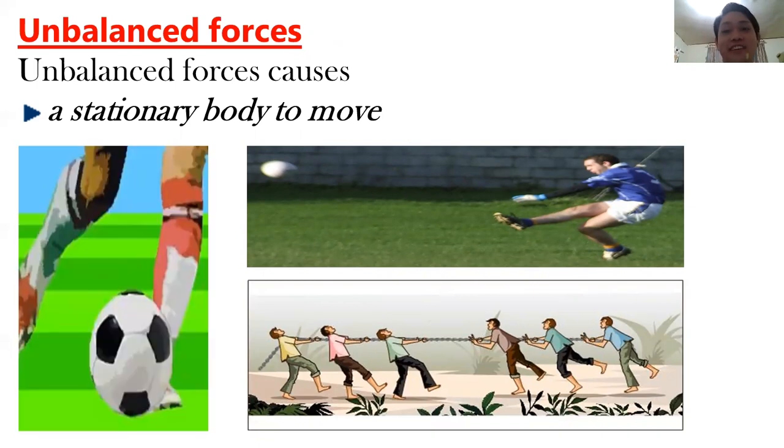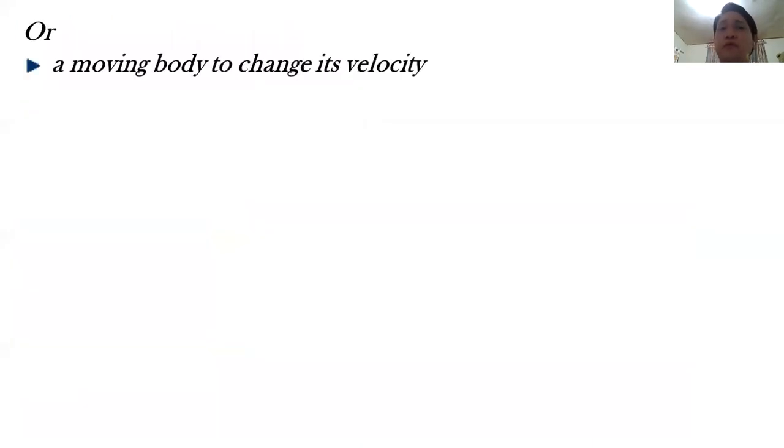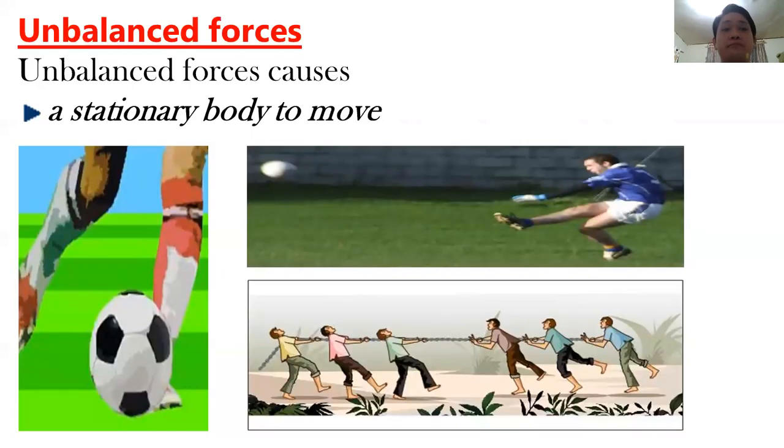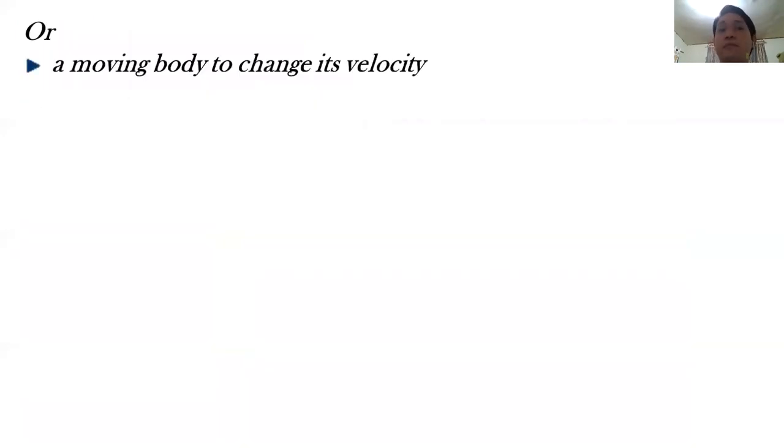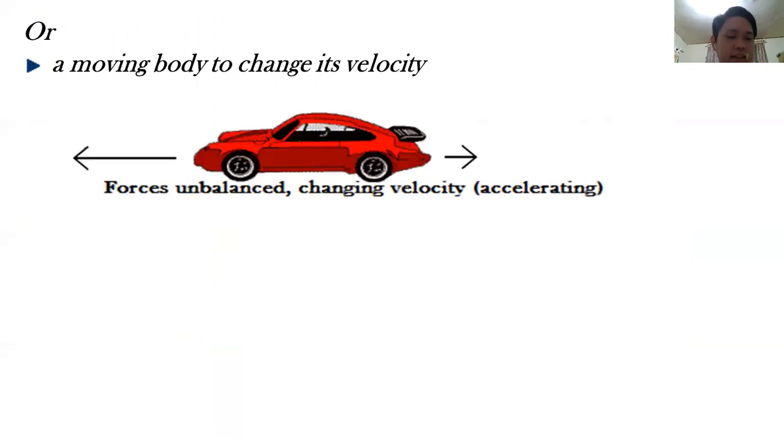And also this one. The picture shows an example that unbalanced forces cause a stationary body to move, or a moving body to change its velocity. So aside from causing a stationary body to move, unbalanced forces cause a moving body to change its velocity. An example of that is the forces for unbalanced or changing velocity. It shows accelerating, meaning the forward force, as you can see, is the big arrow.